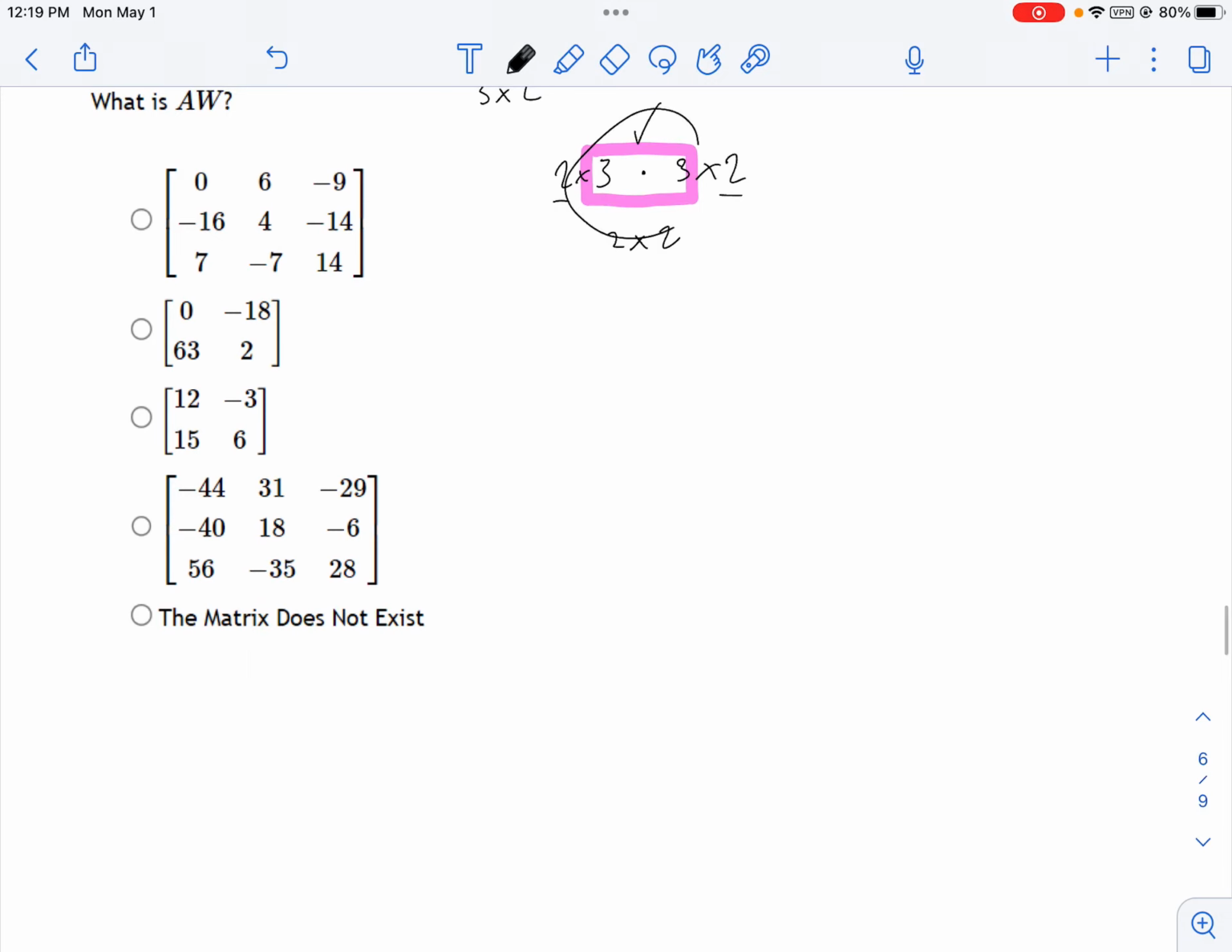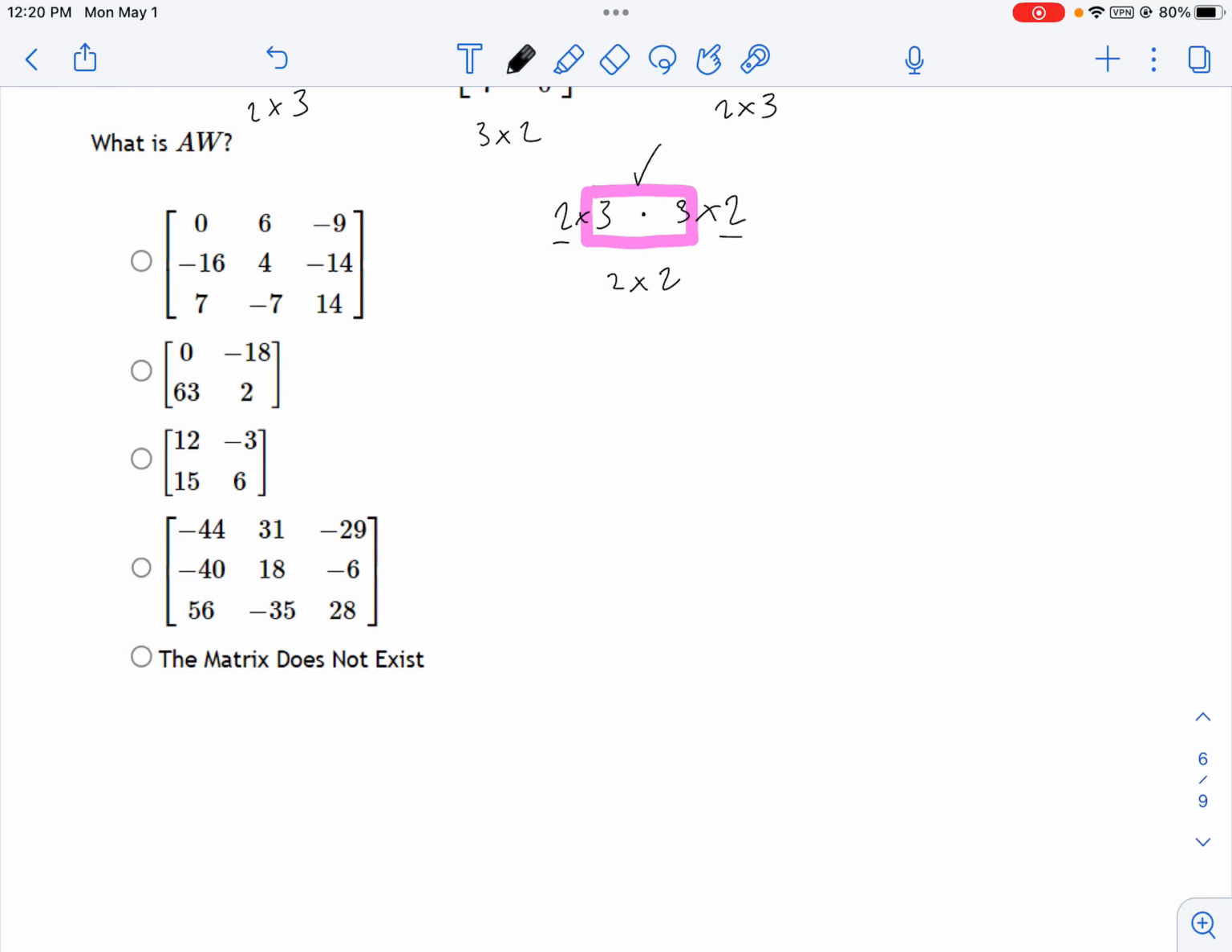Okay? If those numbers don't match, then immediately box that the matrix doesn't exist, move on with your life. Okay? And immediately, because now we know it's a 2 by 2 matrix, that's not correct, that's not correct, that's not correct. And the answer choice is either going to be the second or third of our two products.